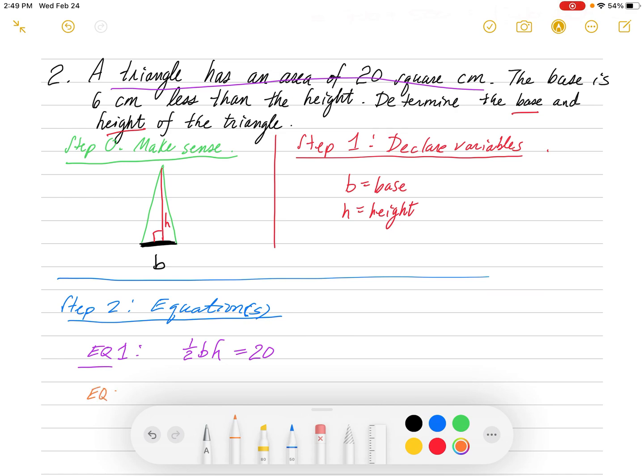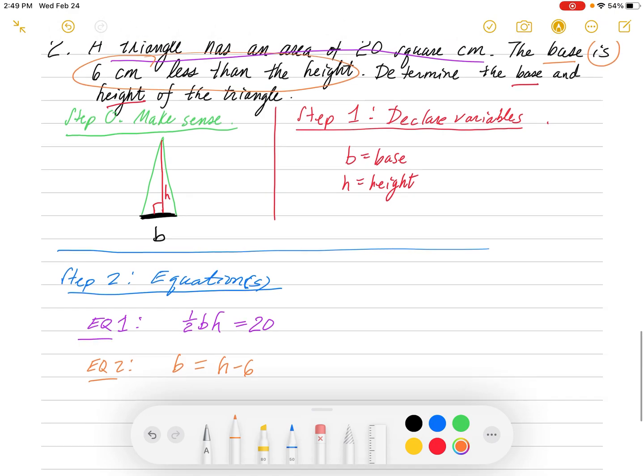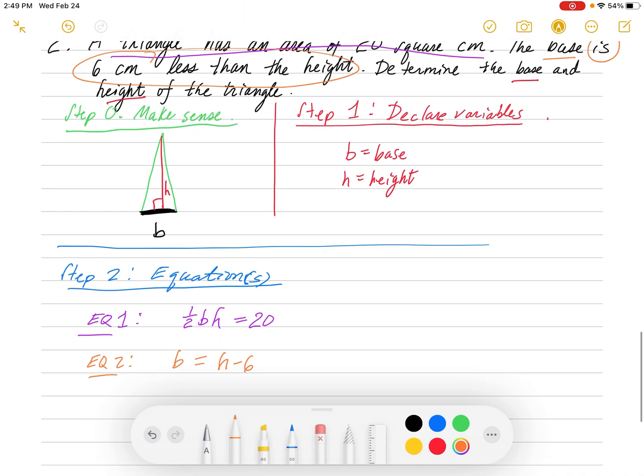And for my second equation, I'll use the second sentence. The base, b, means equals 6 less than the height, 6 smaller than the height. So basically we're going to take the height and subtract 6, right? The base is 6 taken away from the height. You take the height and you subtract 6 to get to the base. The base is 6 less than the height.